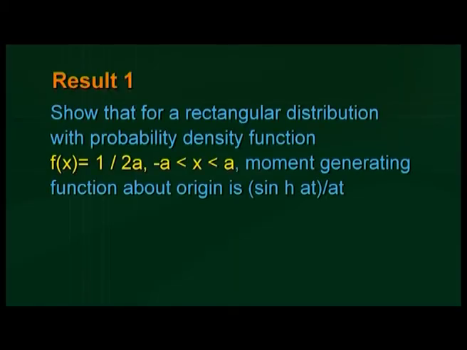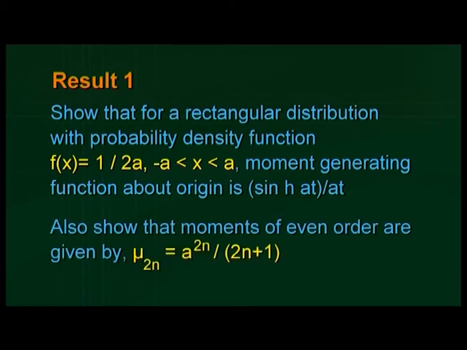Results. Now consider the following result. Show that for a rectangular distribution with probability density function f(x) = 1/(2a), where -a < x < a, the moment generating function about origin is sinh(at)/(at). Also show that moments of even order are given by μ_2n = a^(2n)/(2n+1).